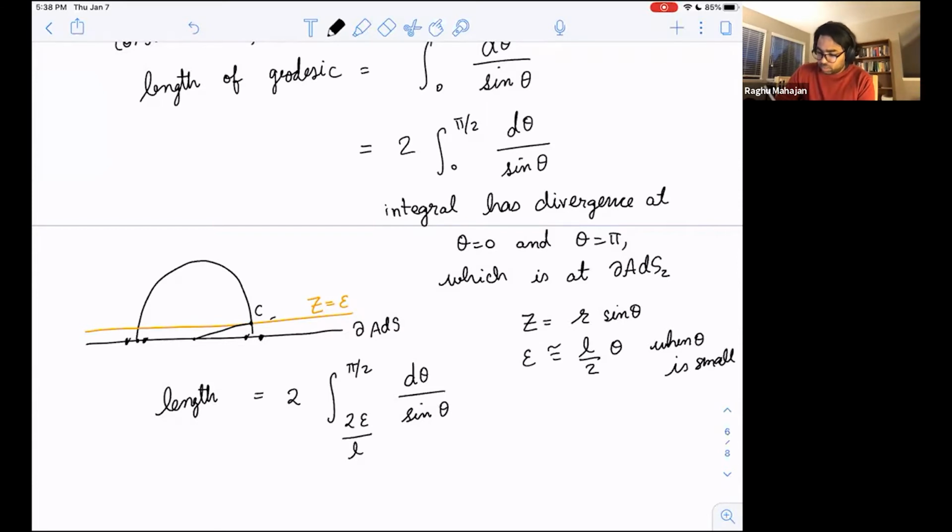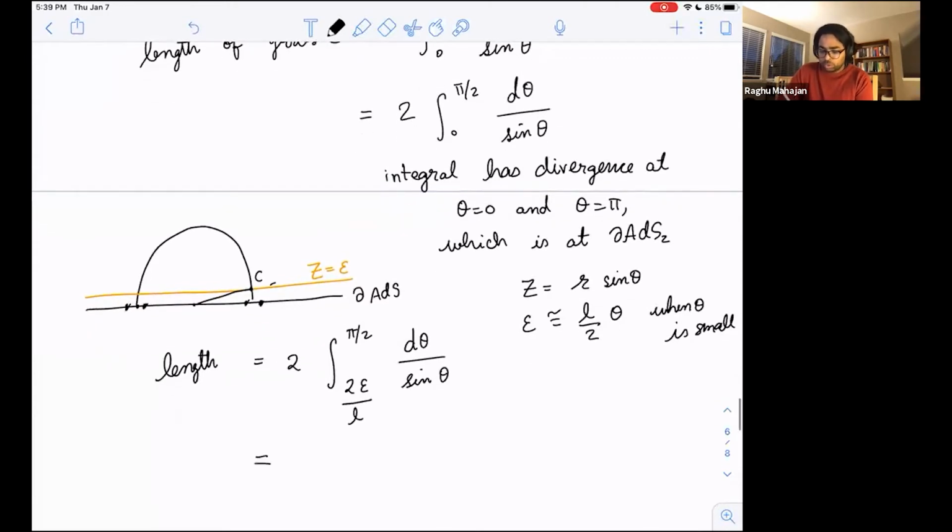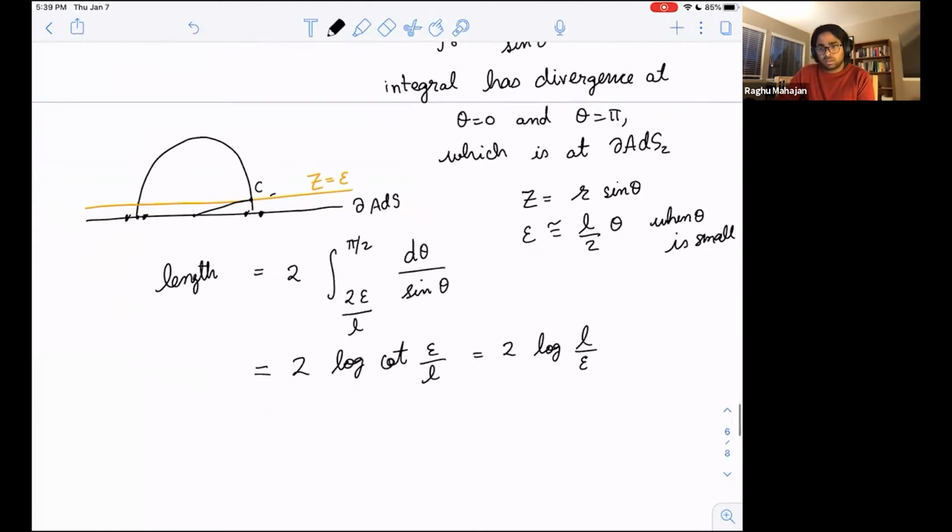And this is epsilon here. So the cutoff value of theta is 2 epsilon over L, which is what I wrote here. And now we can just do this integral. You can just do it as elementary, and you get 2 times logarithm of cotangent epsilon over L. I mean, the cotangent is not meaningful because we took small epsilon. So this is really 2 times log of L over epsilon, right? Because at small argument, the cotangent behaves like 1 over x. So we get 2 times log of L over epsilon.